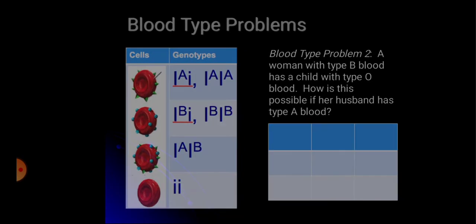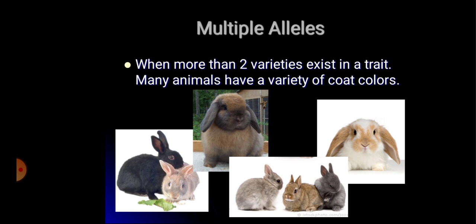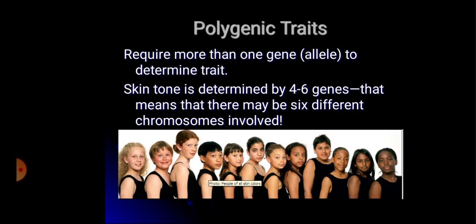Let's go to multiple alleles. When more than two varieties exist in a trait, like when many animals have a variety of coat colors. That is multiple alleles. Kung titignan po natin, minsan hindi po siya nagtutugma kung sino, hindi po natin alam kung sino po yung nanay at tatay niya, ganyan. Kasi ito po ay ang multiple alleles. Okay po. And polygenic traits require more than one gene to determine a trait. Like the example, skin tone is determined by 4 to 6 genes. That means that there may be 6 different chromosomes involved. Yan, makikita po natin.